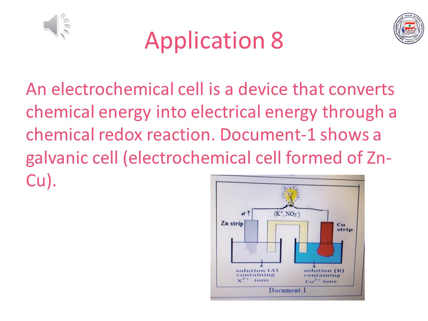Today I'm going to do the last part in chapter 5, a type of electrochemical cells. Application 8, which is the correction of the homework. An electrochemical cell is a device that converts chemical energy into electrical energy through a chemical redox reaction. Document 1 shows a galvanic cell, an electrochemical cell formed of zinc and copper.